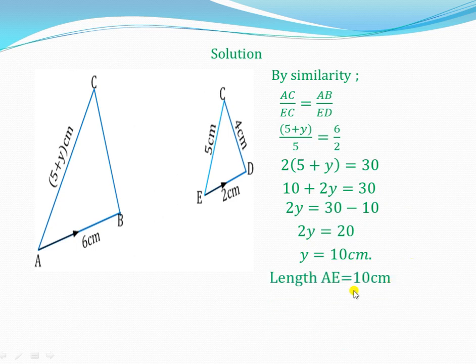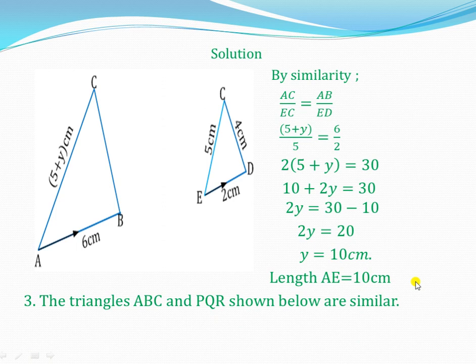So we can now conclude that our length AE, which was initially represented by y, is actually 10 centimeters. Let's move on to question 3. Now the triangles ABC and PQ.